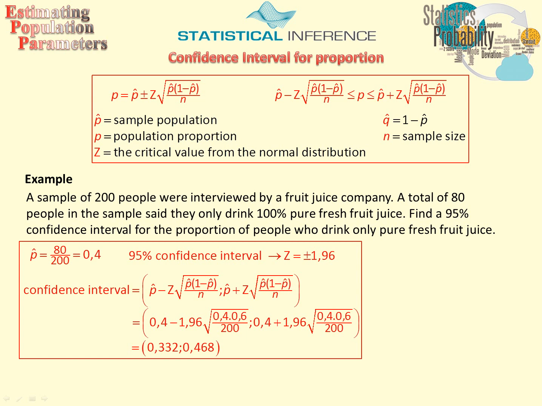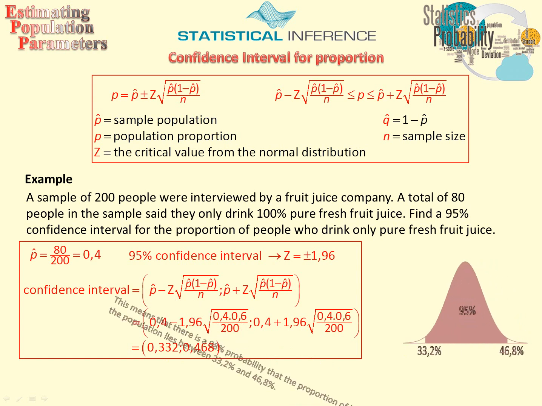Okay, so this says that we are 95% confident that between 33.2 and 46.8% of the population drink fresh fruit juice. When I say we are 95% confident, that means the probability that people in the full population drink 100% pure fresh fruit juice is between 33.2 and 46.8%.